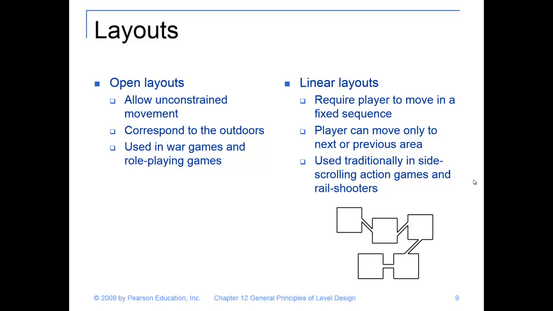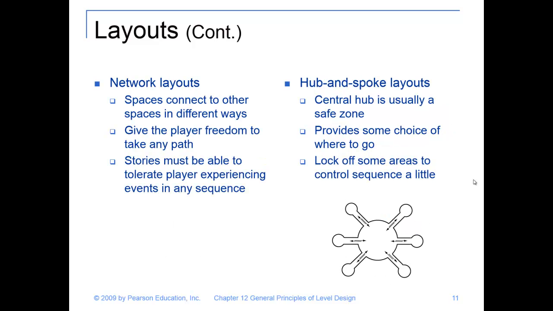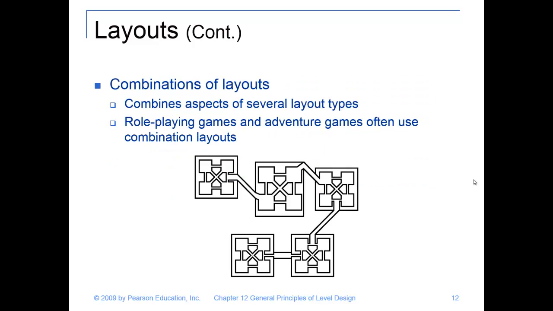You have a certain path that you need to follow, and then as you follow the path, certain things happen, and they happen in order. And once you're done with one area, you can only move to the next area, things like that. All right, then they have parallel layouts and ring layouts, but you get the idea. Network layouts, hub and spoke layouts, and combinations of layouts.